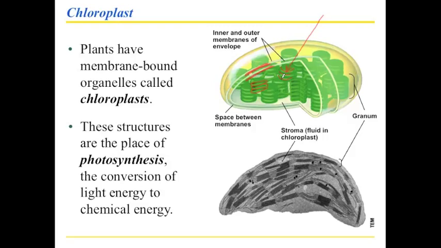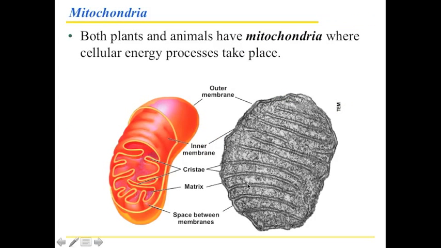And we single it out, even though it has a membrane around it, it's not part of the endomembrane system, because chloroplasts actually have their own DNA. That's not human DNA, that's chloroplast DNA. And that'll be something we'll talk about later.